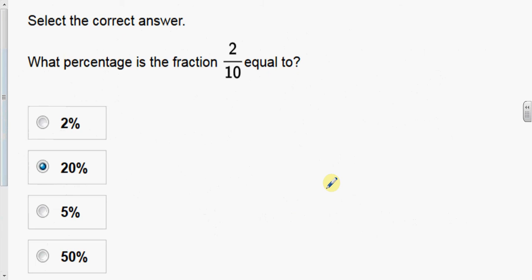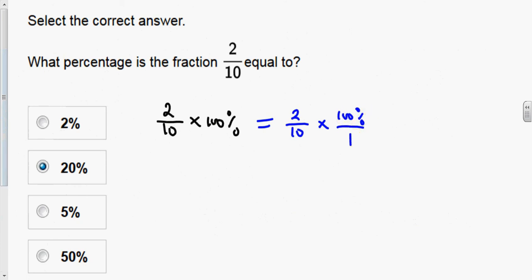What percentage is the fraction 2 over 10 equal to? I'm going to take 2 over 10. To get its percent form, we're just going to multiply by 100%. That's the same thing as saying 100% all over 1, if you will. So that's 200 divided by 10, you just get 20.